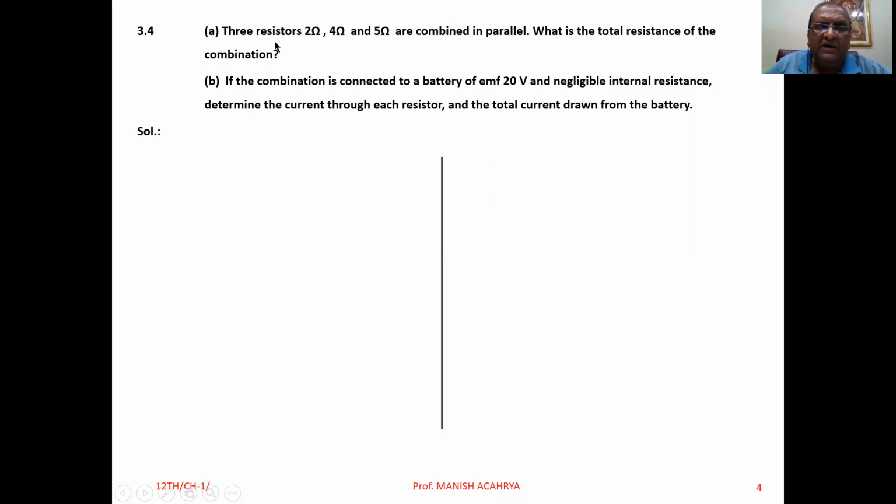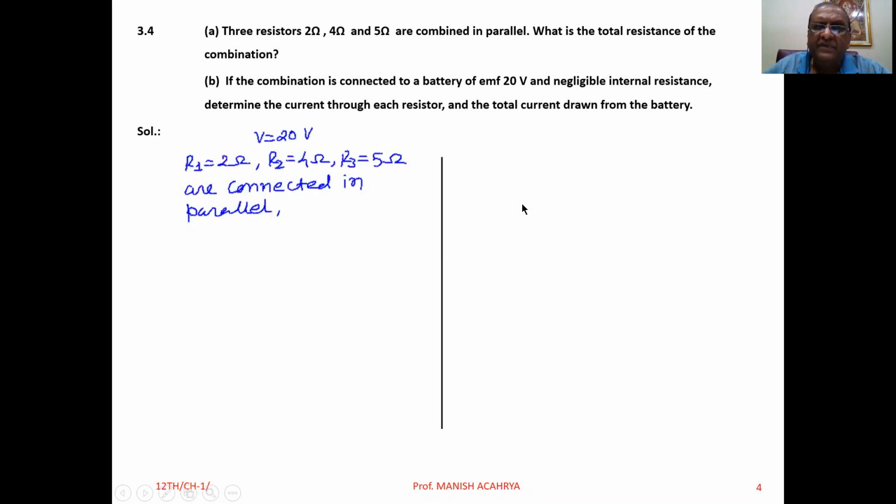3.4. A: Three resistors 2 ohm, 4 ohm and 5 ohm are combined in parallel. What is the total resistance of the combination? B: If the combination is connected to a battery of EMF 20 volt and negligible internal resistance, determine the current through each resistor and the total current drawn from the battery.